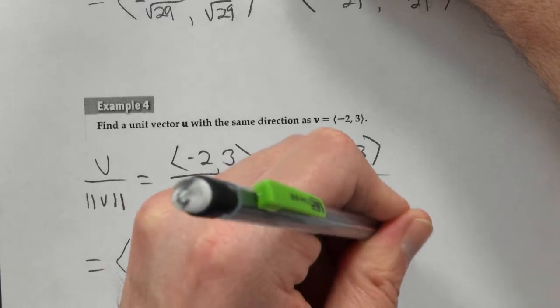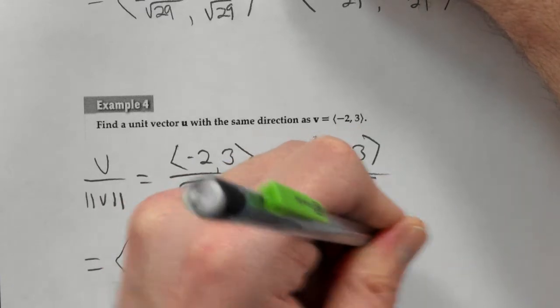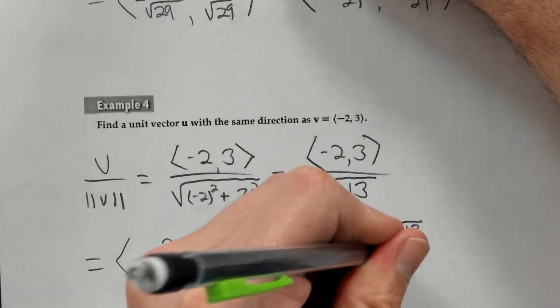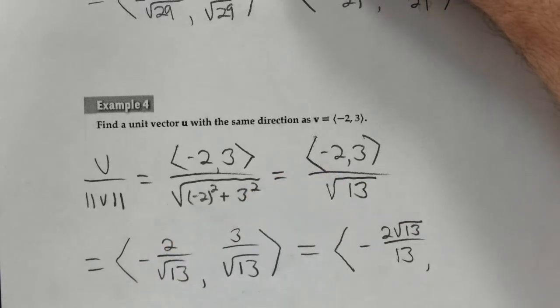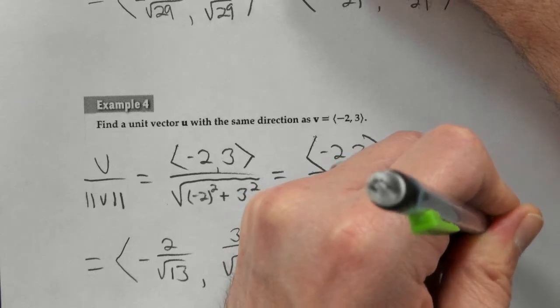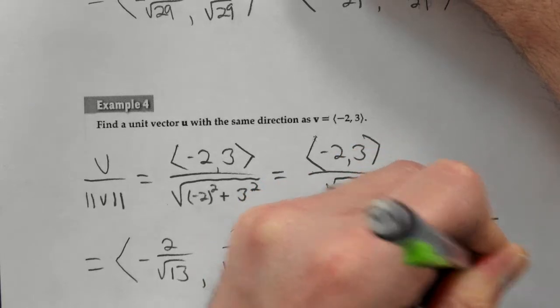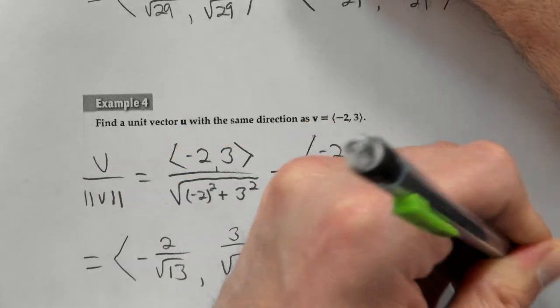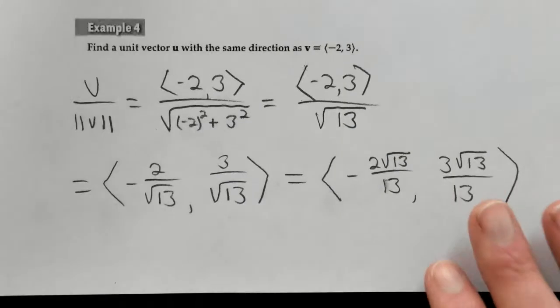Negative 2 square roots of 13 over 13, and 3 square roots of 13 over 13. And then that is the unit vector. All right.